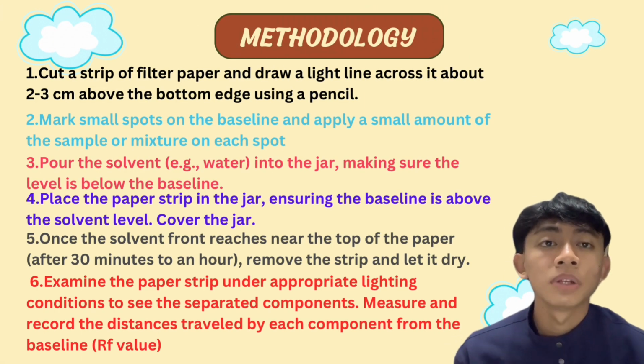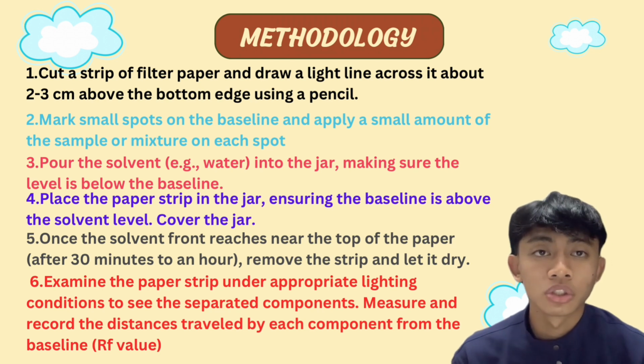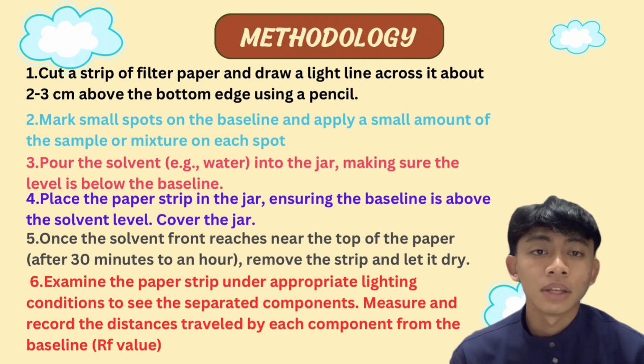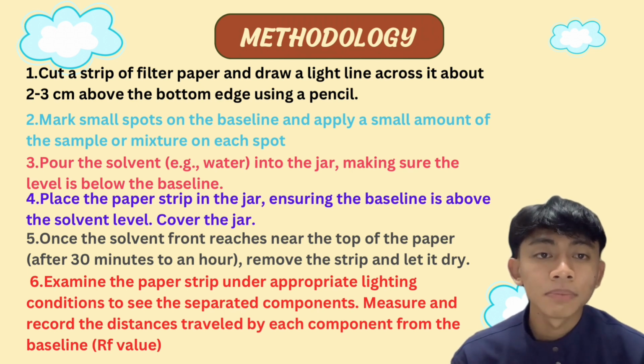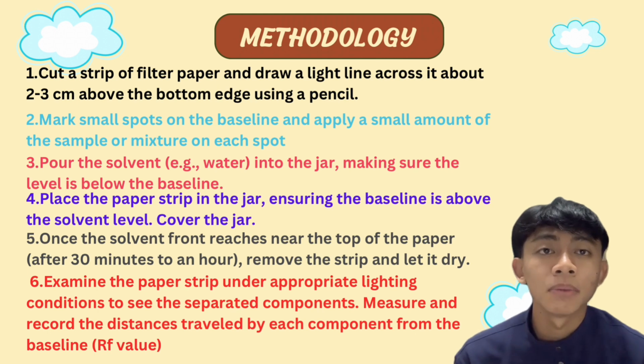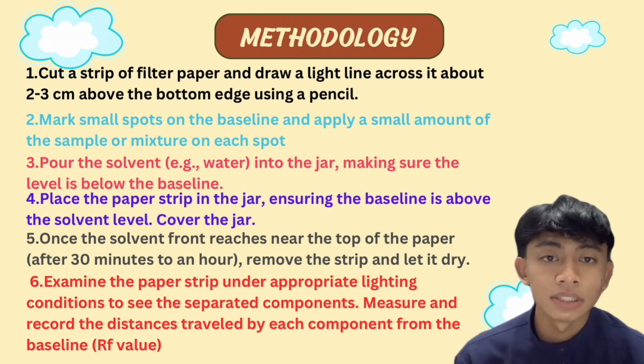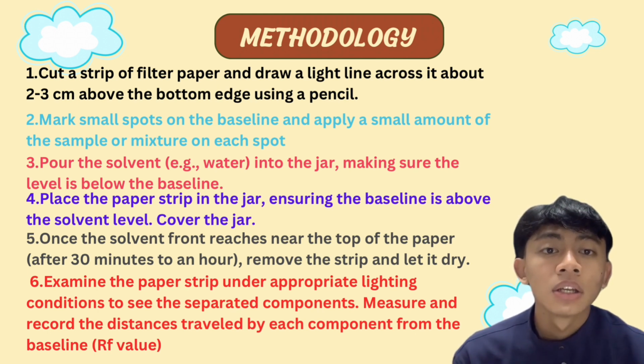So here I will present the methodology of basic chromatography. Let's go step by step. First, cut a strip of filter paper and draw a light line across it about 2 to 3 cm above the bottom edge using a pencil. Second, make small spots on the baseline and apply a small amount of the sample mixture on each spot. Third, pour the solvent like water into the jar, making sure the level is below the baseline.